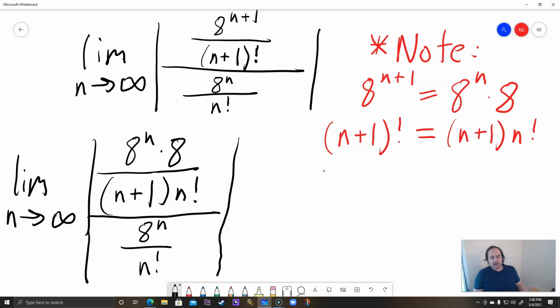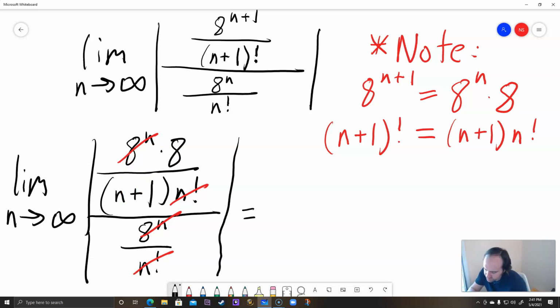And then we can cancel out a bunch of stuff here. So we'll notice that we have an 8 to the n here and an 8 to the n there. So one in the numerator, one in the denominator, so those cancel out. And then we also notice that we have an n factorial in this denominator and an n factorial in that denominator. So since we're dividing them, those n factorials cancel out. So really all we're left with that we didn't cross out is 8 over n plus 1.